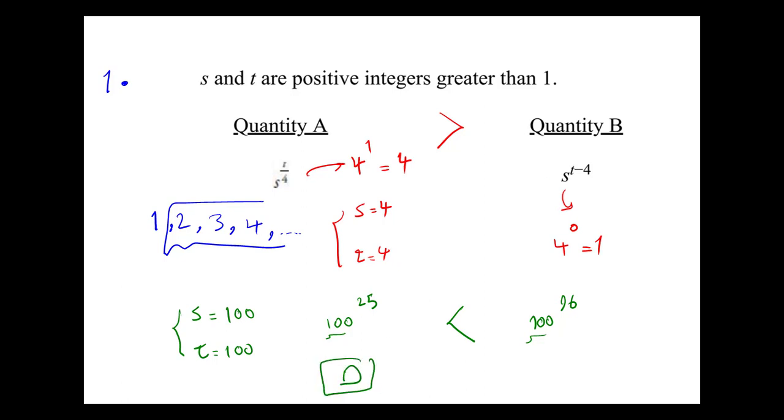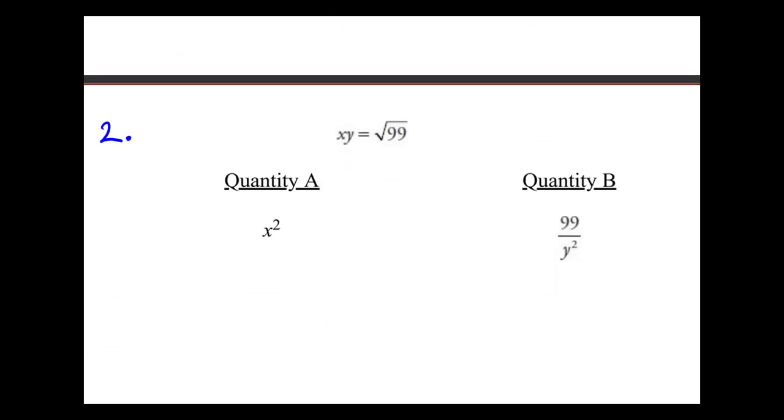So the answer is D. Why? Because for some numbers quantity A is bigger, and for other numbers quantity B is bigger, so we cannot say which one, which is D.